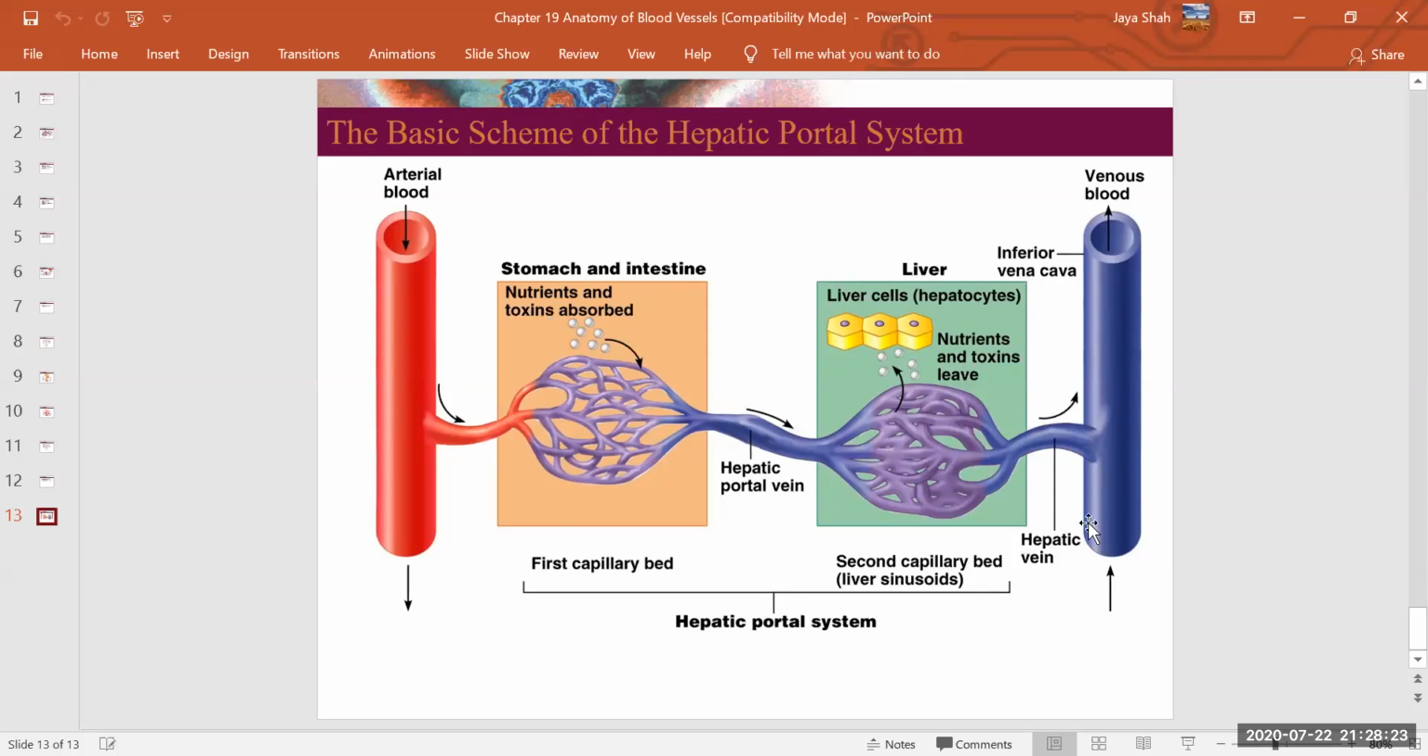Now these capillaries again become vein, which is called hepatic vein, and that joins the inferior vena cava and then drains to your right atrium. This is called hepatic portal system. So hepatic portal system is a double capillary bed which carries nutrition-rich venous blood from your intestine to your liver and then to your inferior vena cava and then ultimately to your heart. Okay, so this is all about the lymphatic and the blood vessels of the body.